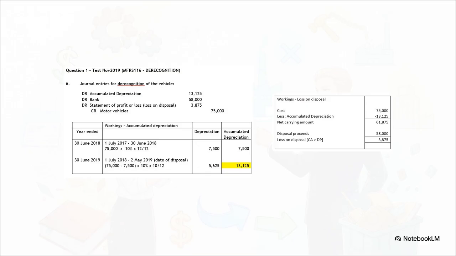When we take our original cost of 75,000 and subtract that exact depreciation, we get a net carrying amount of 61,875. Since Gary Limited only paid us 58,000, our carrying amount is higher than our proceeds, which leaves us with a loss on disposal of 3,875. Always do these workings clearly on the side before you even touch your journal entries.